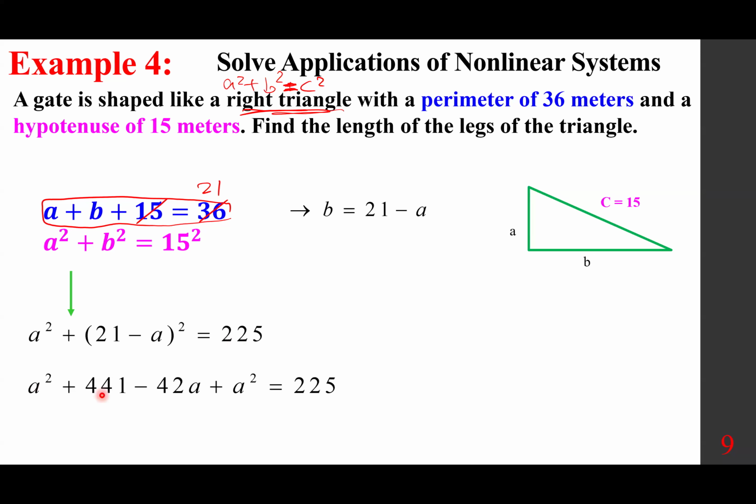So A squared and A squared is 2A squared. So we combine these two, get 2A squared minus 42A plus 441 minus 225. The reason we move everything to one side is because we want to be able to factor. 441 minus 225 is 216. So we get 2A squared minus 42A plus 216 equals 0.